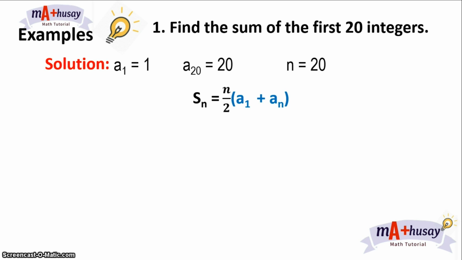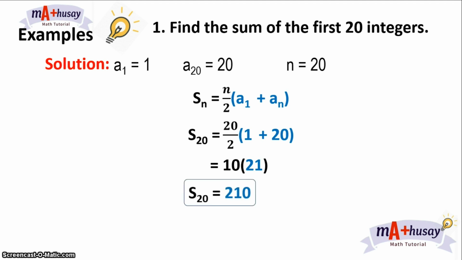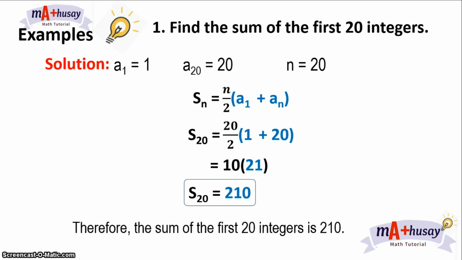Now, we substitute the values of a sub 1, a sub 20, and n into the formula. So, you'll have S sub 20 equals 20 over 2 times the quantity of 1 plus 20. Now, simplifying the right side of the equation, 1 plus 20 is 21. Now, 20 divided by 2 is 10. Now, 10 times 21, you will get 210. So therefore, the sum of the first 20 integers is 210.